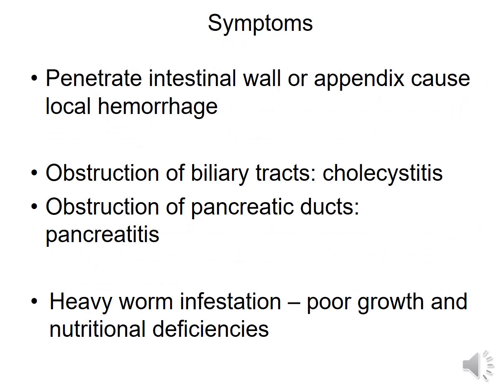They penetrate the intestinal wall or appendix, and then they cause local hemorrhage there. They can obstruct biliary tracts leading to cholecystitis. Obstruction of the pancreatic ducts leads to pancreatitis. Heavy worm infestation leads to poor growth, and nutritional deficiency can be seen in children.